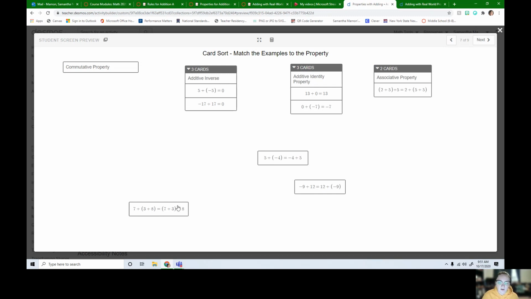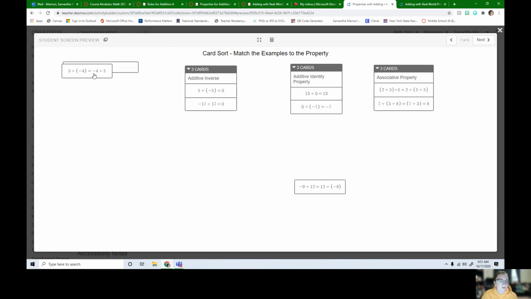That should be a plus. Miss Martin must have had a typo when she made this. That's the associative property. So these 2 must be the commutative property, and they are. So commutative property is just swapping the order. 5 plus -4 is the same as -4 plus 5. -9 plus 12 is the same as 12 plus -9.